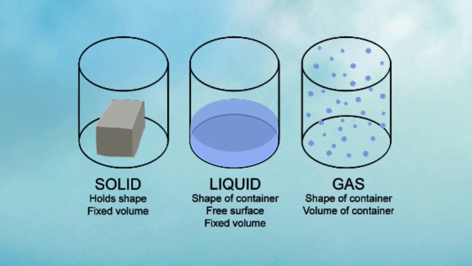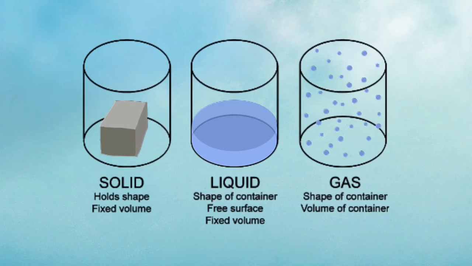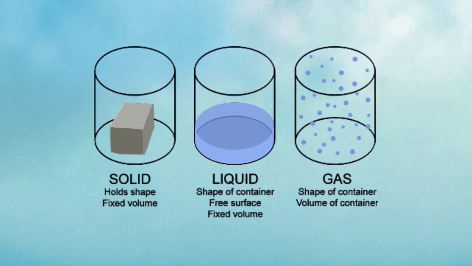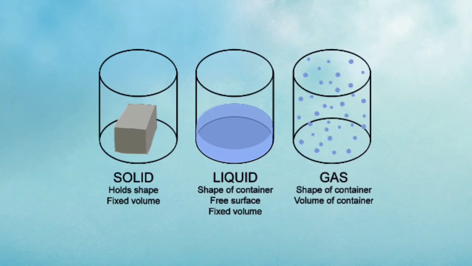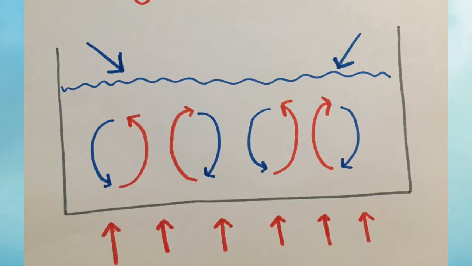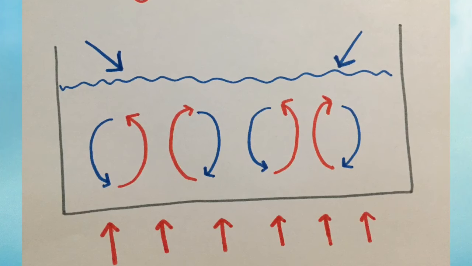It is very important to note that convection is a type of heat transfer that can only occur with liquids and gases. Because convection is defined as heat transfer due to the movement of fluids, it is not possible to occur within solid structures.